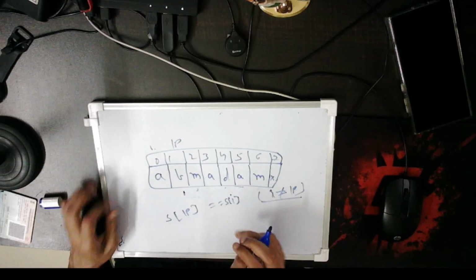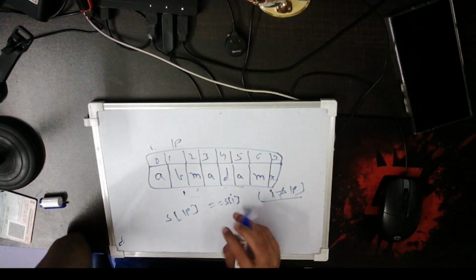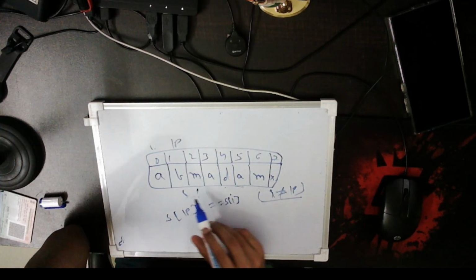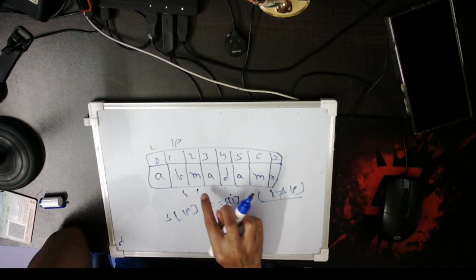Okay, so now we will check. I becomes here. I will check now if M equals B, no, it's not.